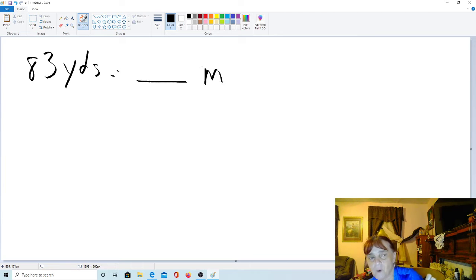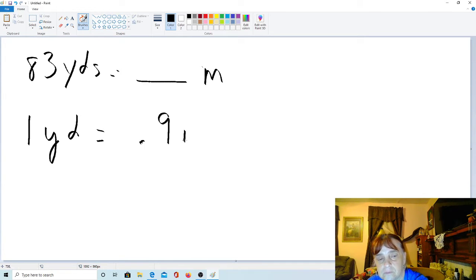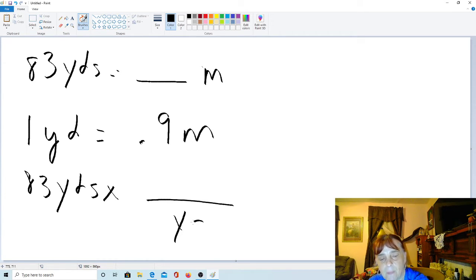Okay, 1 yard is 0.9 meters. So you have 83 yards, and you multiply that by 0.9. 83 times 0.9 is 74.7 meters.